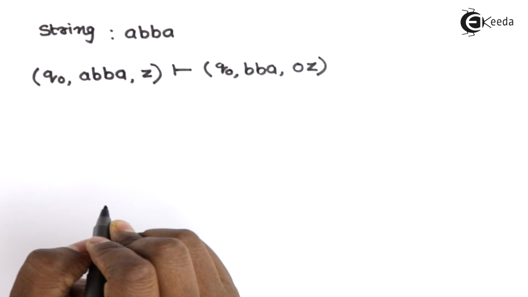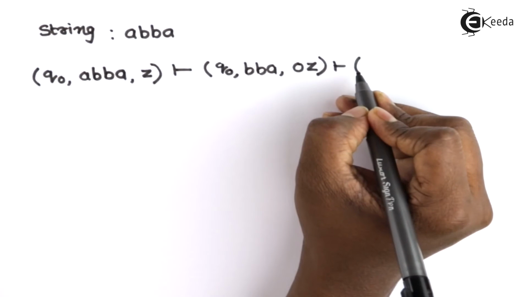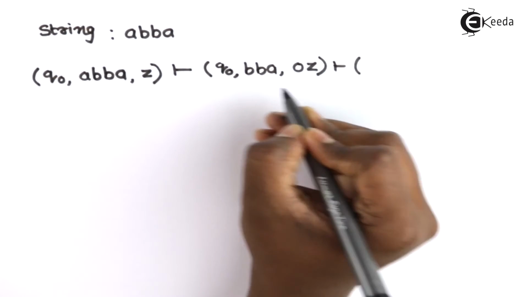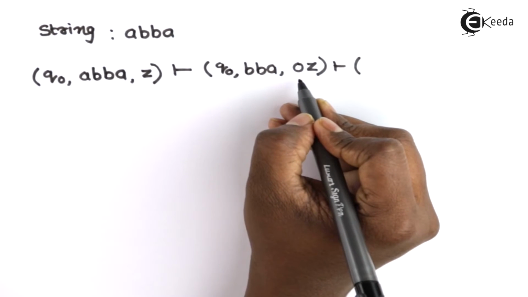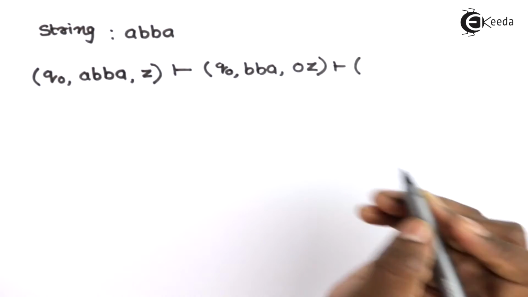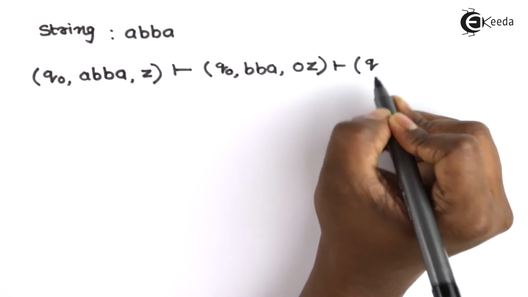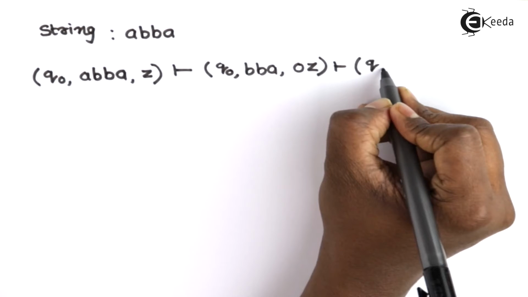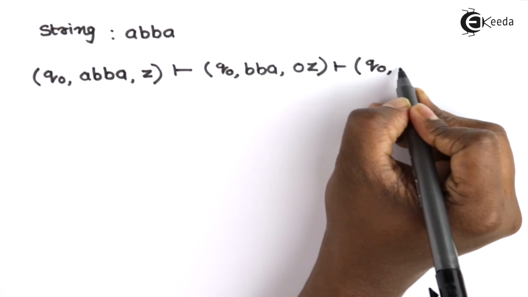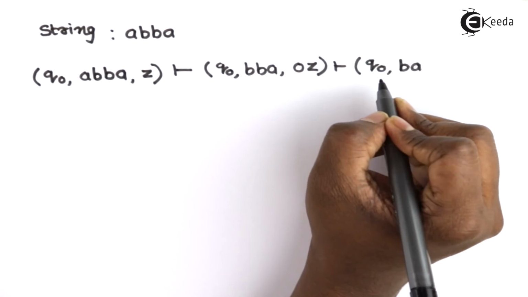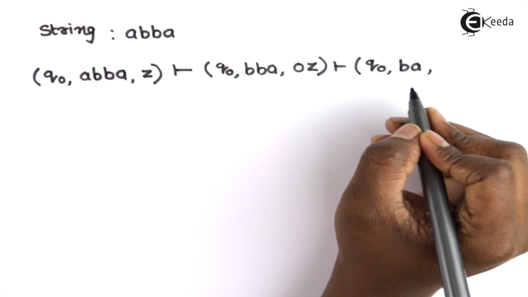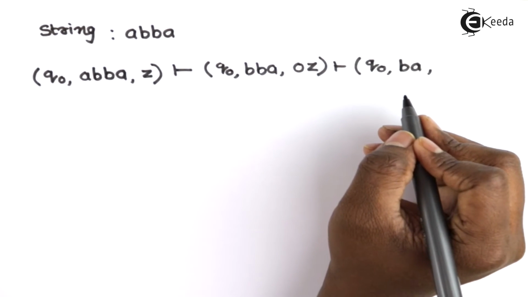Once again, one more transition. Q0 having B with 0 on the top of the stack will be pushing a 1. So it will become Q0 with BA and the top of the stack would be now 1, 0, Z.